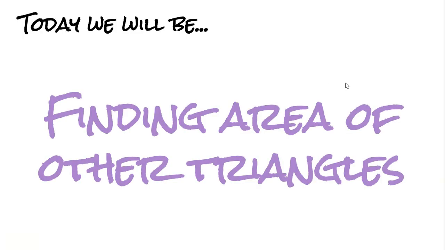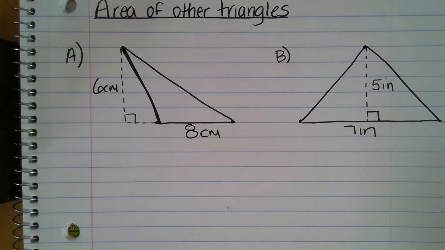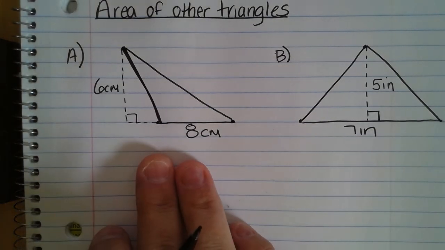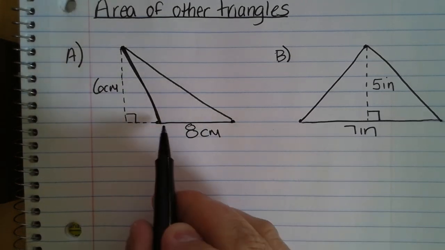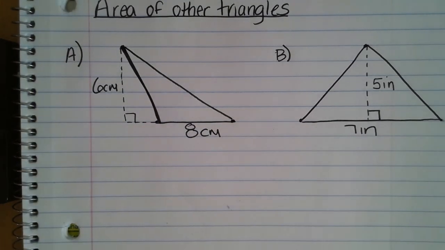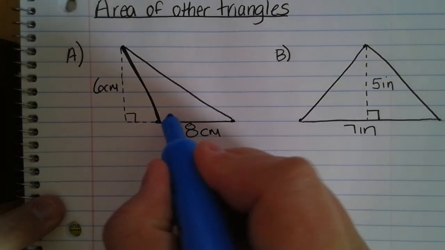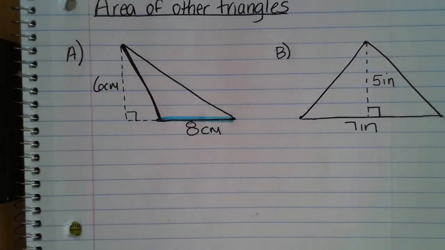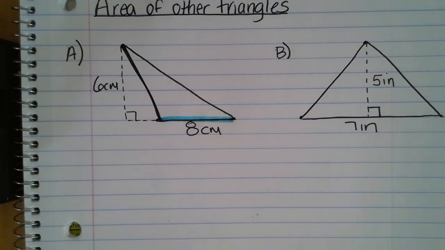Today, we will be finding area of other triangles. So we're gonna start with this triangle right here, triangle A. It has a base of 8 centimeters. The base that we're talking about is right here. And then it has a height of 6 centimeters.